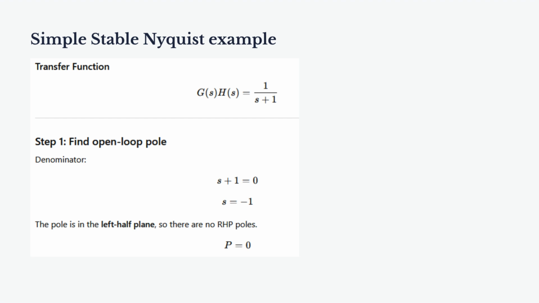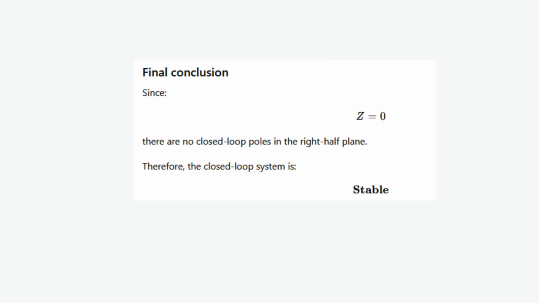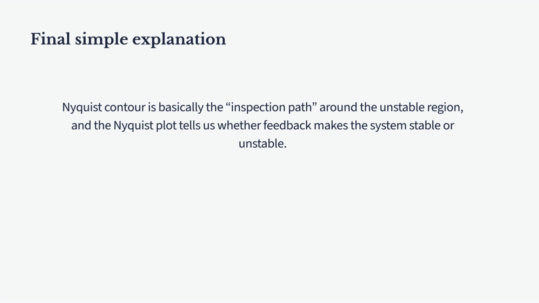In the next few slides, I have added a simple Nyquist example. You can see the example clearly in the presentation that I uploaded with this video. I explain it step by step, so please follow each step carefully. In the final conclusion of this example, we get the idea that this is a stable system. So that is the end of this presentation.